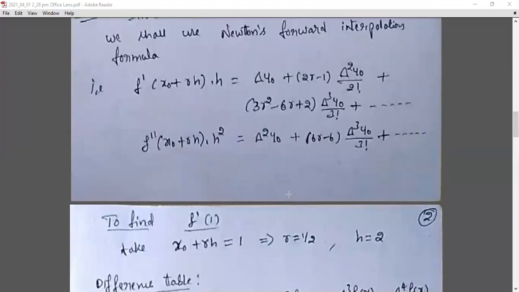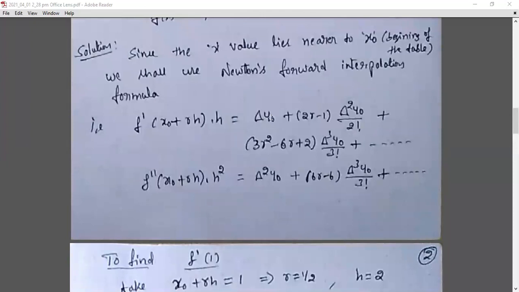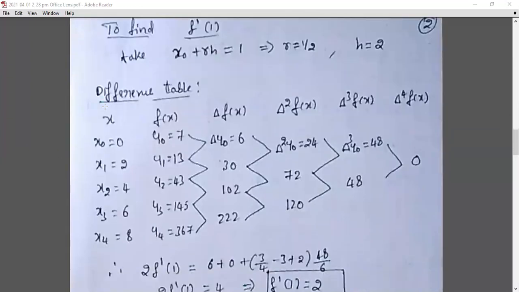And we have to construct the forward difference table to find delta y naught, del square y naught, and del cube y naught. So this is the difference table, where in the first column you write the values of x, and in the second column the corresponding values of the function y equal to f of x. And this is the first difference, denoted as delta f of x. As it says difference, you have to take y1 minus y0. It's not y0 minus y1, it's y1 minus y0. That is 13 minus 7, that is 6. 43 minus 13, 30, 145 minus 43, and 367 minus 145.